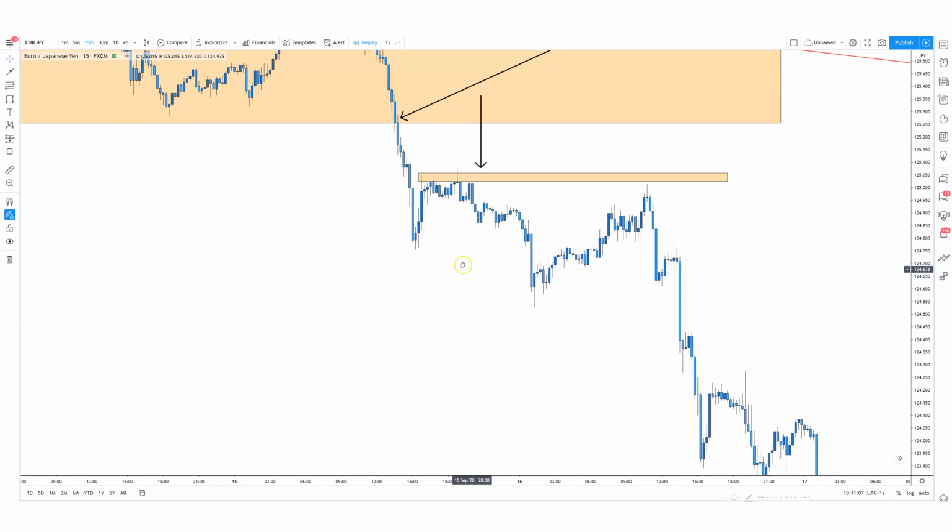Well, look. We have one tap at the top, one at the bottom, and then a second one formed. Now we're coming to the highs. If you're unsure, then guess what? Stay out, wait for a clear break, and look for a new opportunity.